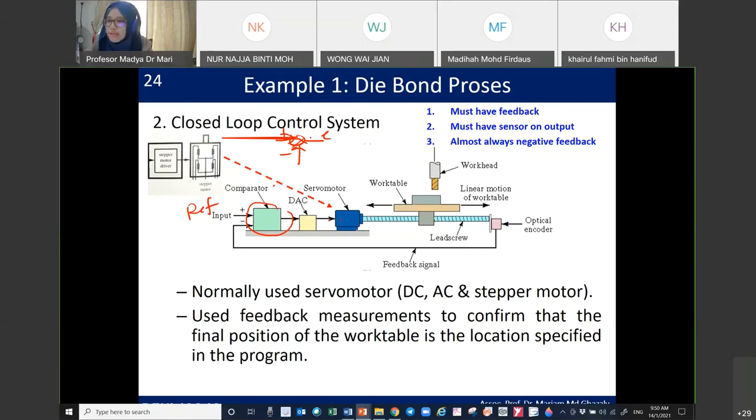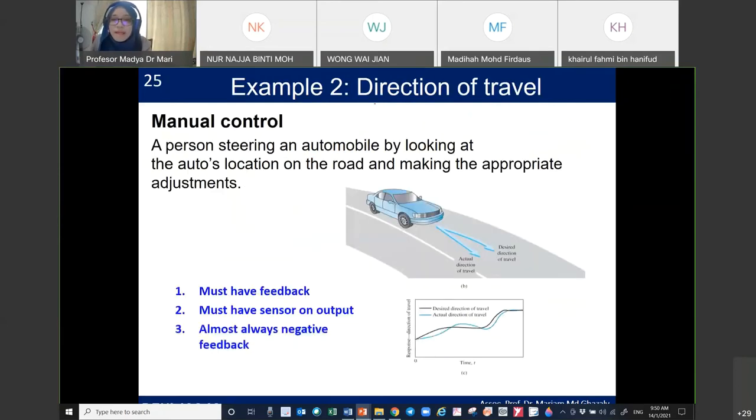But if you want a precise motion, then you need to add an encoder at the end of this shaft, so that it reads the rotation. This encoder will be the sensor, and it's going to give feedback. Negative feedback means it gives data and compares it to the reference. Based on that, you can control the displacement. And another one is the direction of travel, as you saw in the activity video just now.